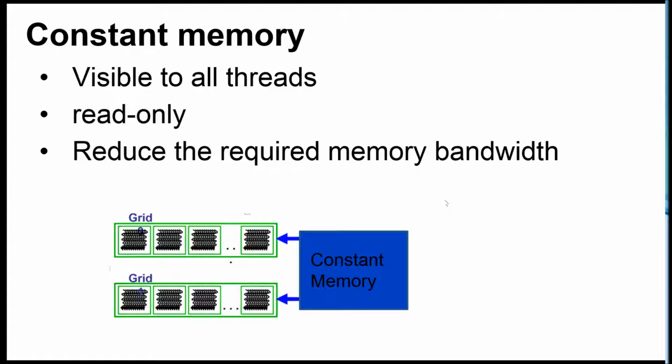Constant memory. It is visible to all the threads, but it is read-only. We can store a constant variable in constant memory, such as pi equal to 3.14. When we run an application, we can read pi, but we cannot change pi. The advantage is it reduces the required memory bandwidth.